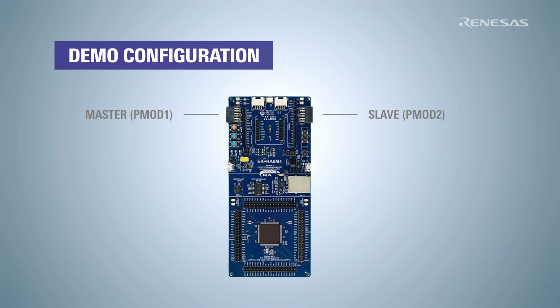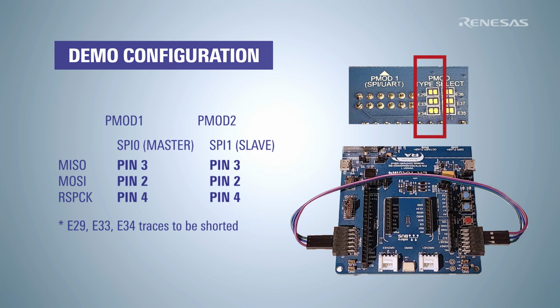Since PMOD ports are just communication ports, we will set up a master-slave SPI data exchange application. PMOD1 will act as a master channel, sending data to PMOD2, which is connected to a slave channel. The slave channel will then revert back data based on the received data. The connections are pretty simple.